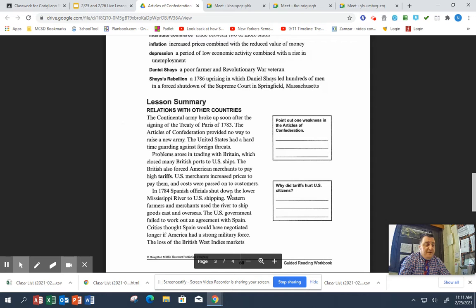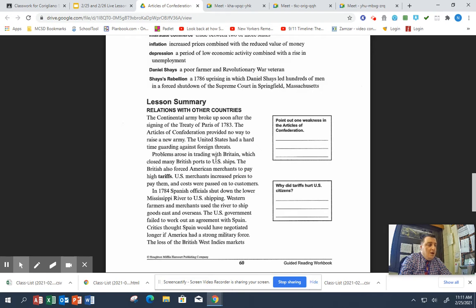So that was the one positive and the one good thing that the Articles of Confederation did. But the Articles of Confederation created a lot of problems. There were some weaknesses. For example, the Articles of Confederation provided no way to raise an army. Because of that, the United States had a hard time guarding against foreign threats. Those are two weaknesses right there.